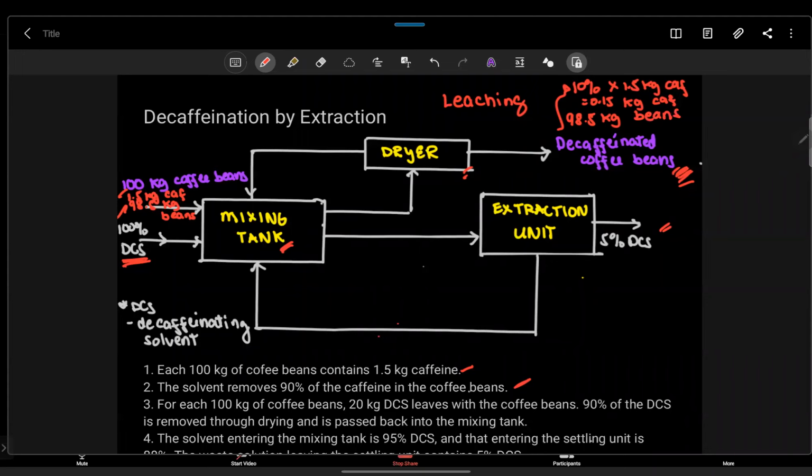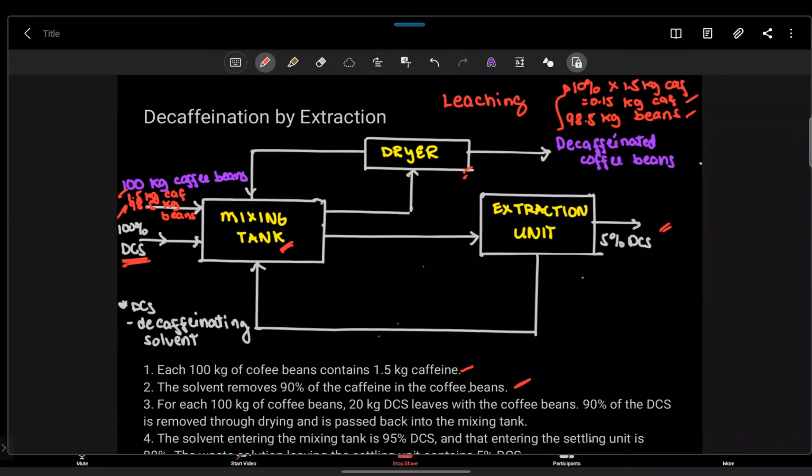Now, ano na lang ang kulang? Probably dito sa ating decaffeinated coffee beans stream, baka meron pa diyang natitirang solvent. So, hindi naman siguro 100% efficient yung dryer natin. Okay? So, baka meron pa diyang solvent. So, aside from the caffeine and the coffee beans na walang caffeine, baka meron pa diyang solvent na natitira.